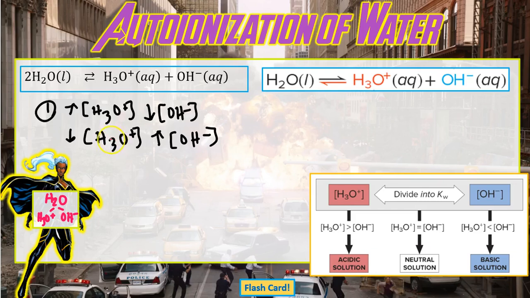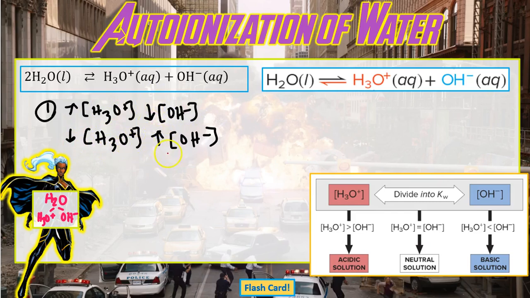So let's focus on the first way first. Here, one of the things it does is show us a relationship between the concentration of H3O+ and OH-. That is, if we increase H3O+, we therefore are going to decrease OH-. And of course, vice versa, if we decrease H3O+, we therefore increase OH-.